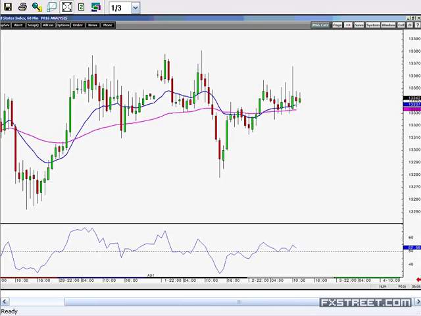I do look at divergence. For those of you that don't know, divergence occurs when the currency pair or the product that you're trading makes a higher high on the chart. So this would be a bearish divergence. The chart makes a higher high. The oscillator, or the RSI in this case, makes a lower high.